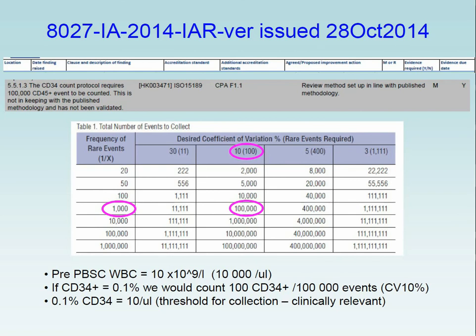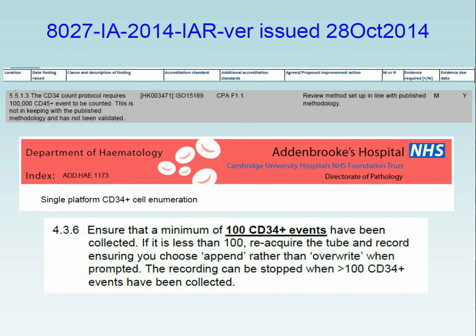However, you need to jump through the hoops. So we changed our protocol and said that we were going to ensure a minimum of 100 CD34 positive events have been collected. If it is less than 100, reacquire the tube and record the additional events and append them to the file, overwrite. So in fact, what we do is still count 100,000 CD45 events. If we haven't got 100 CD34 events, we just add some more to it.